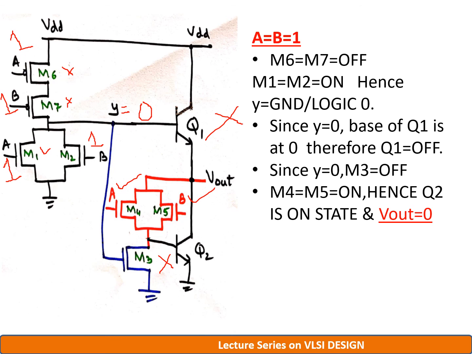So base of Q2 will be supplied with sufficient voltage because M4 and M5 are in on state, and hence Q2 will be in on state and the output node will discharge to 0. Hence for 2 input NOR gate, when both A and B are 1, the expected output is 0, which is attained through this BiCMOS circuit.